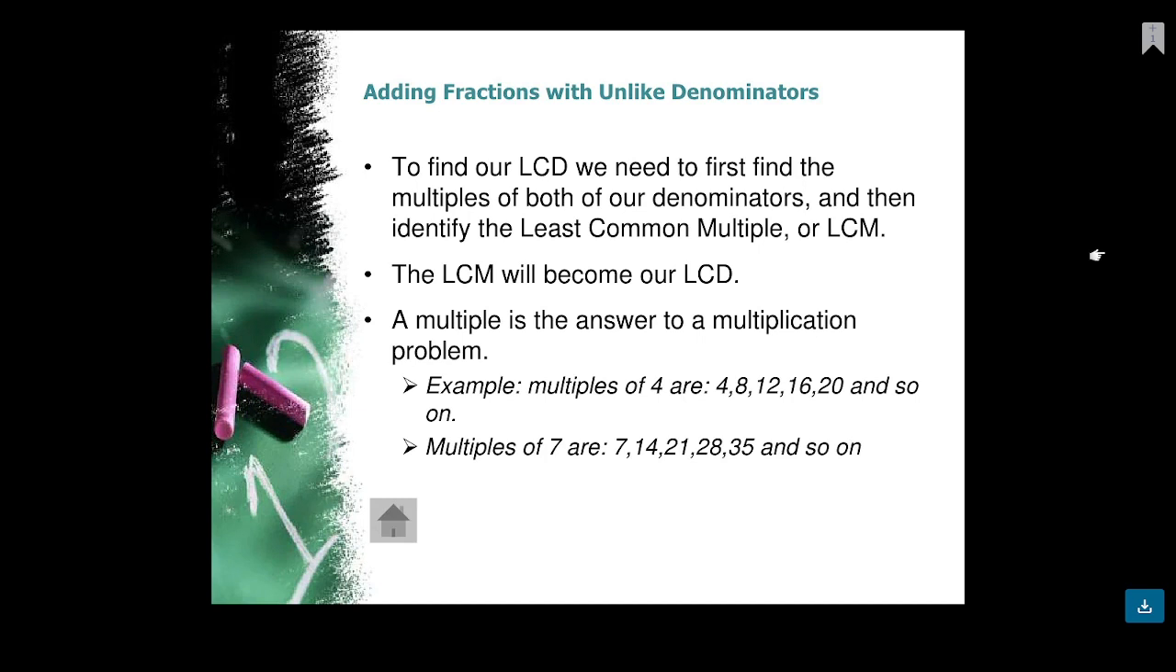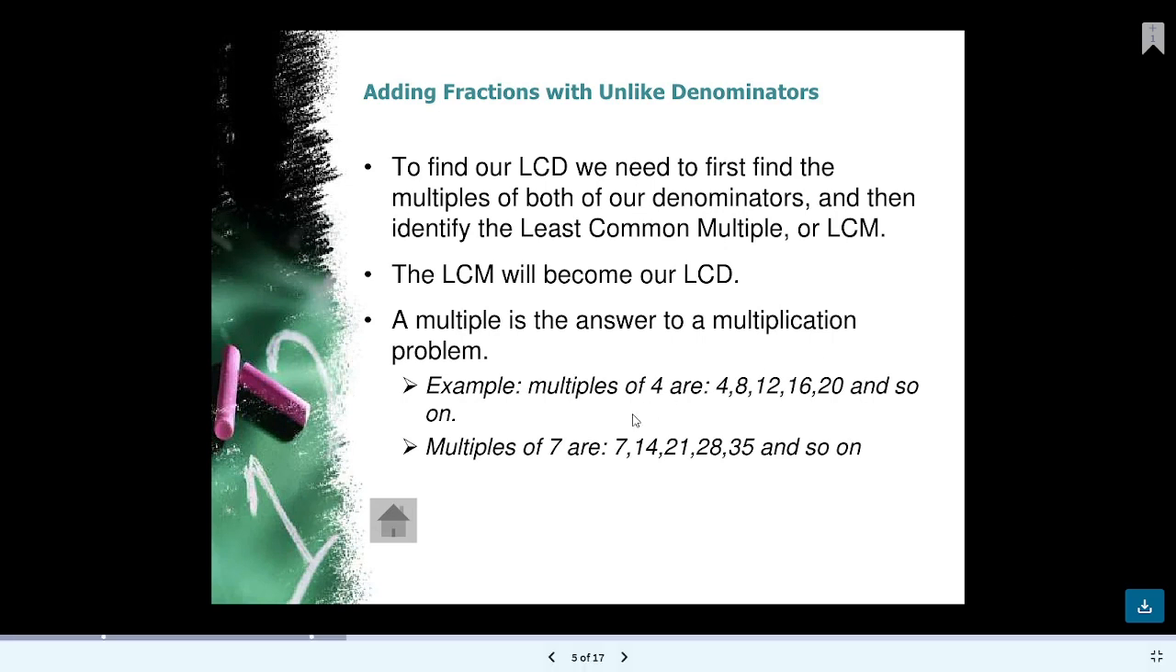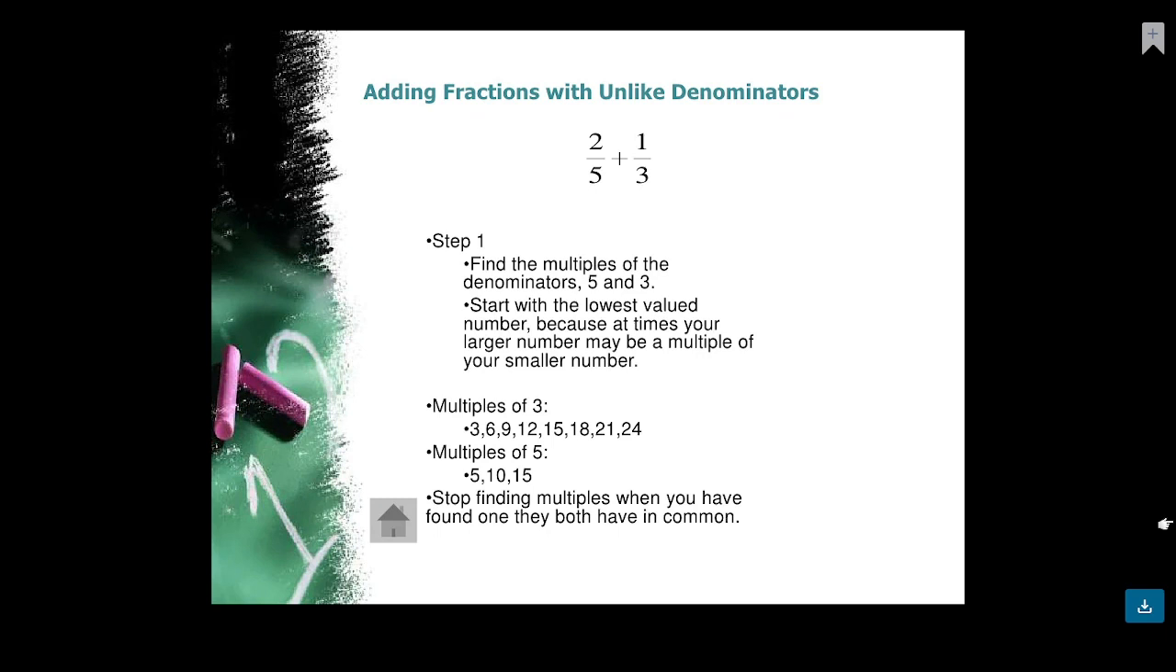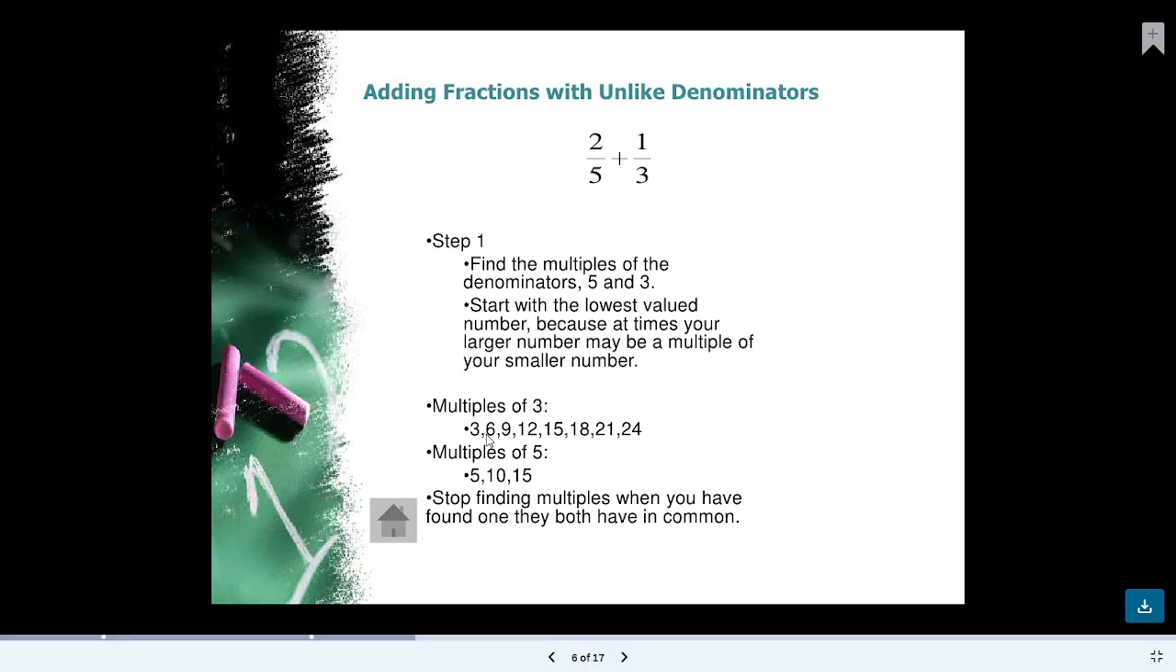A multiple is the answer to a multiplication problem. For example, multiples of 4 are 4, 8, 12, 16, 20, and so on. Multiples of 7 are 7, 14, 21, 28, 35, and so on. So, step 1, let's find the multiples of the denominators 5 and 3. We'll start with the lowest value number because at times your larger number may be a multiple of your smaller number. So, multiples of 3: 3, 6, 9, 12, 15, 18, 21, and 24.